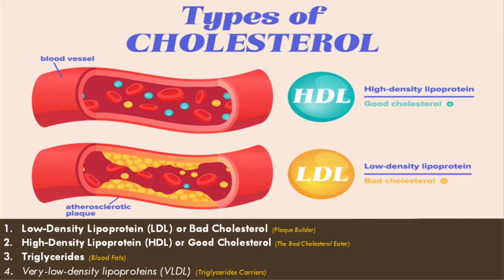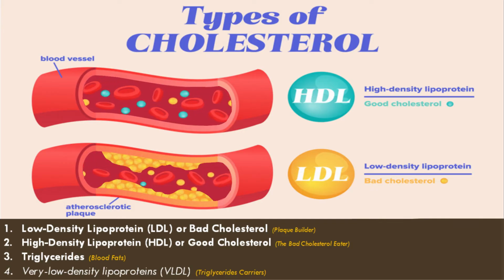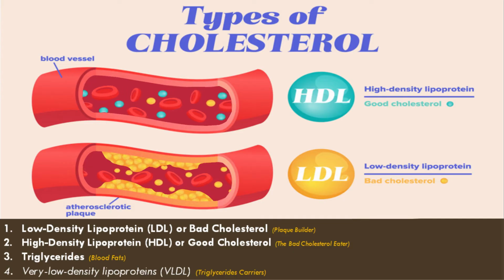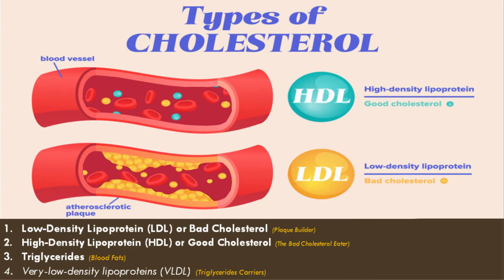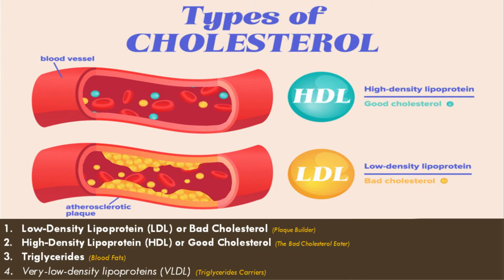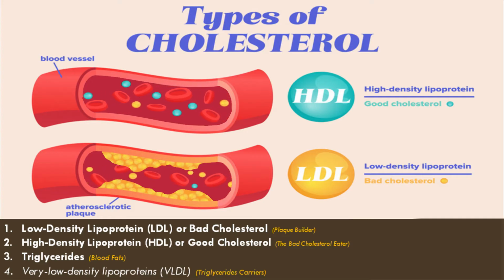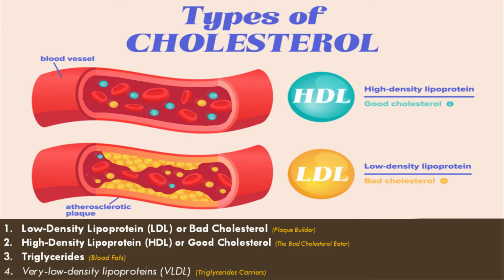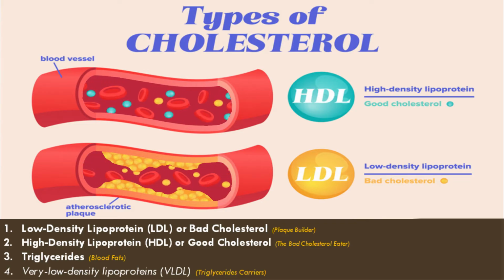Second, we have the high density lipoprotein or HDL or good cholesterol. These are considered as bad cholesterol eaters. And third, we have the triglycerides or the one that can be found in the blood fats. And fourth, we have the very low density lipoproteins or VLDL, which are considered as triglycerides carriers.